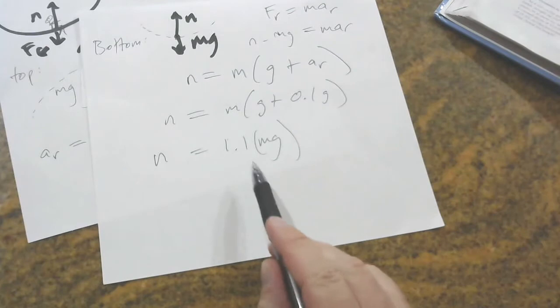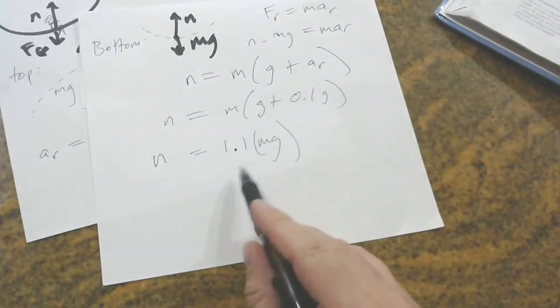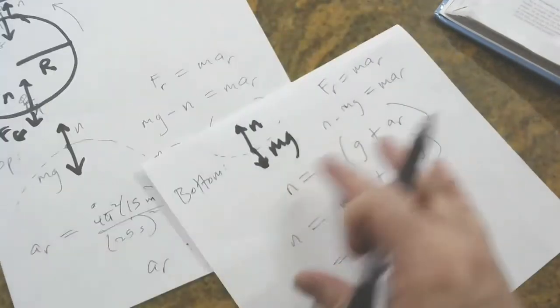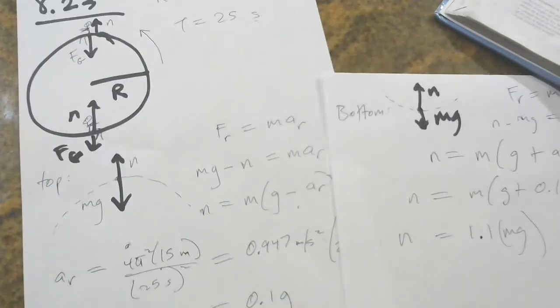Okay. In other words, you weigh 10% more at the bottom. So to summarize, if you're on a Ferris wheel and the acceleration of that Ferris wheel, the centripetal acceleration, is 1/10 of g, then at the top you weigh 10% less than you normally would, and at the bottom you weigh 10% more. And it's easy to generalize.